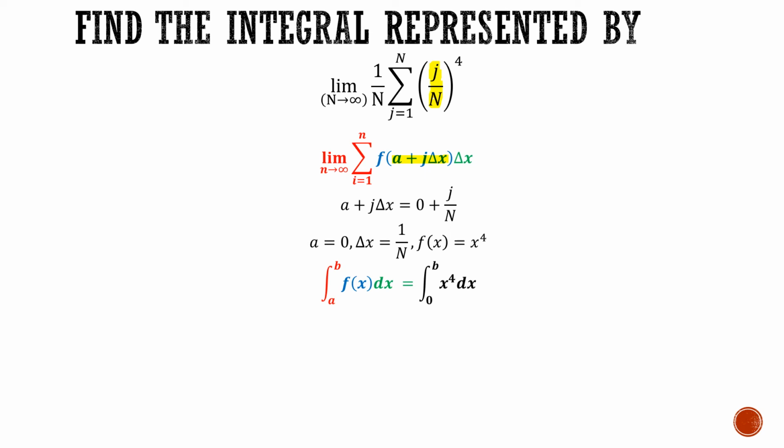So to find my b value, I'm going to use my formula for delta x. I know that delta x is b minus a over n, but we know that a is 0, so that's b minus 0 over n. And I know the delta x in this formula was 1 over n, so b minus 0 over n has to be 1 over n, which means that b minus 0 has to equal 1, or b equals 1. And so now I can write my final integral as the integral from 0 to 1 of x to the fourth dx.